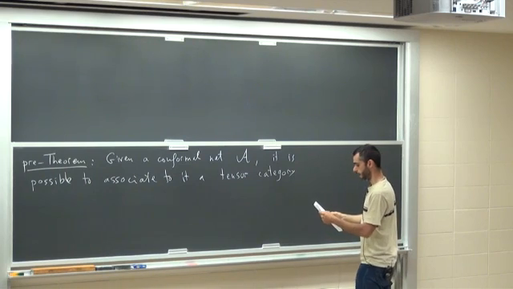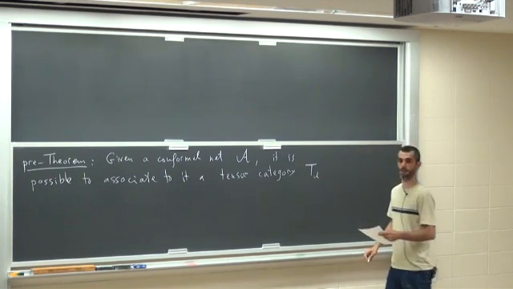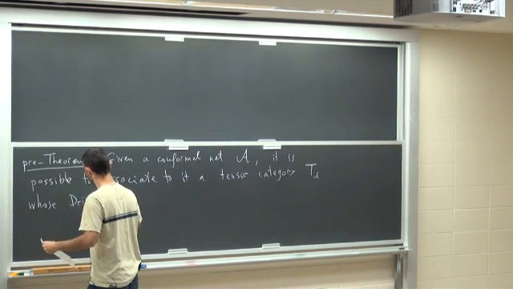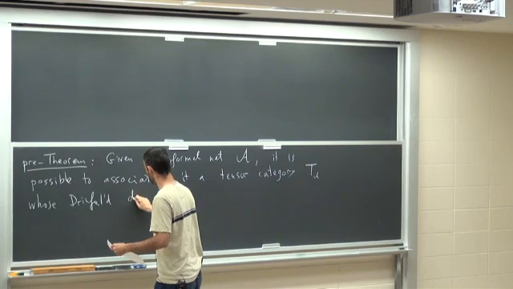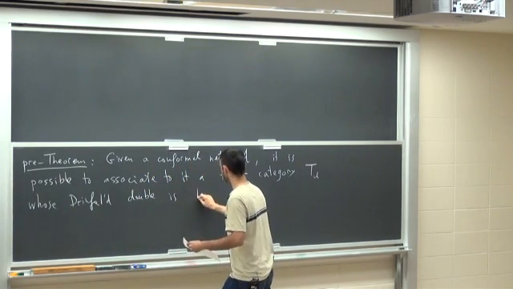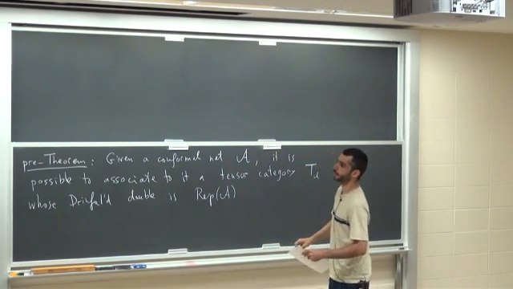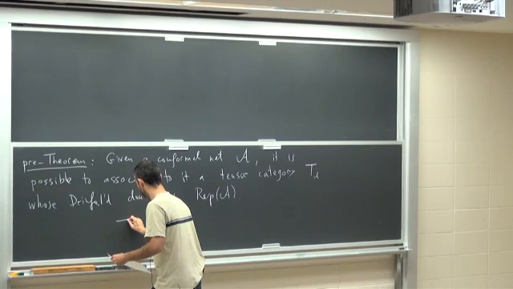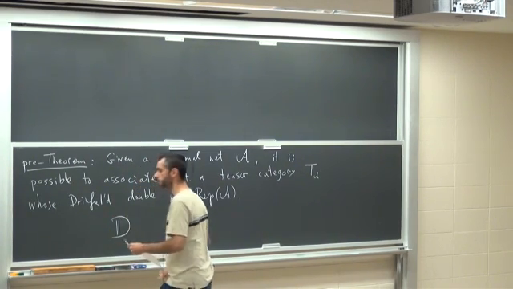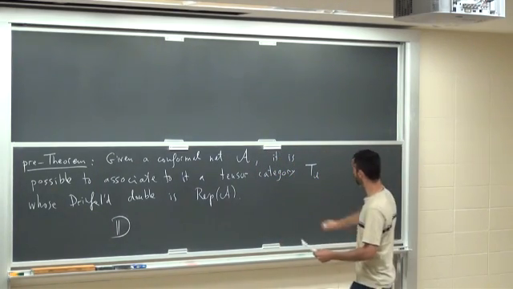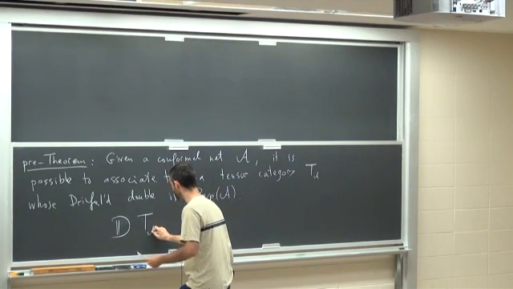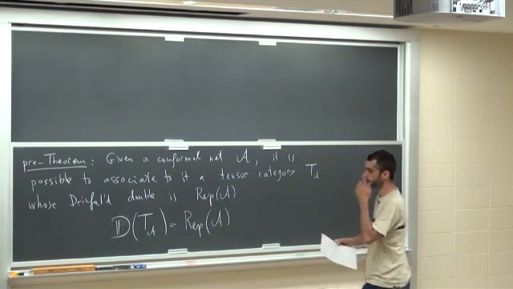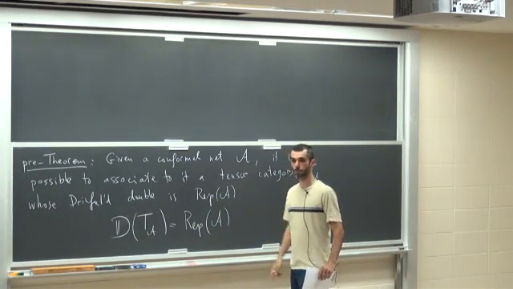tensor category T sub the conformal net whose Drinfeld double is the category of representations of the conformal net. So let me use blackboard bold D for the Drinfeld double. So the Drinfeld double of this tensor category is the representation category of the conformal net, which in the case of loop group nets is just the representation category of the loop group at a given level.